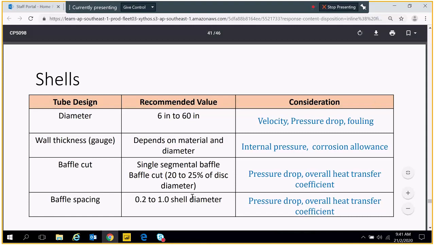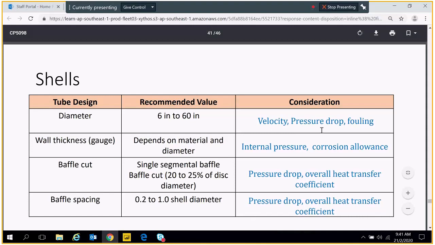Again, I want you to think about it. What's the effect of baffle spacing? If, let's say, the baffle spacing is too narrow, 0.1 times the shell diameter, what's the effect in terms of pressure drop and overall heat transfer coefficient? If your baffles are spaced far apart, 2 times the shell diameter, what's the effect on pressure drop and overall heat transfer coefficient? What's the effect of baffle cut on this, wall thickness on this, and the diameter on this?